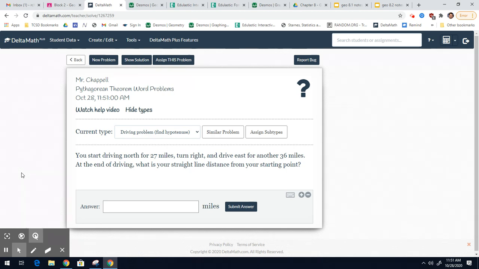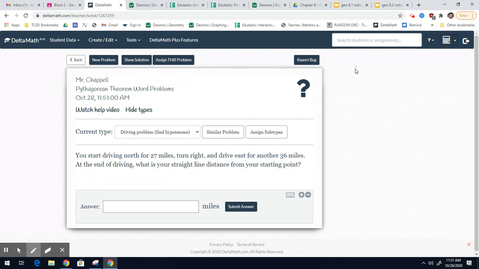All right, you have three word problems. I'm going to look at this one with you. Okay, so it says you start driving north for 27 miles. You then turn right and drive east for another 36 miles. At the end of driving, what is your straight line distance from your starting point? I think this is a very clever problem, right?